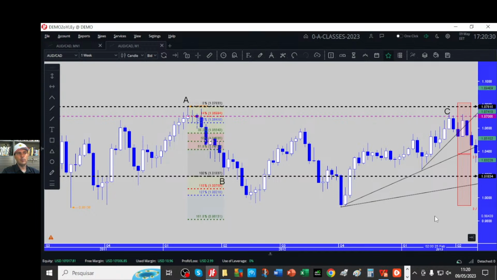Look at the risk-reward ratio. Am I risking one to make one? Am I risking one per two?